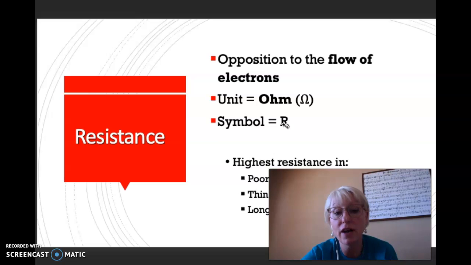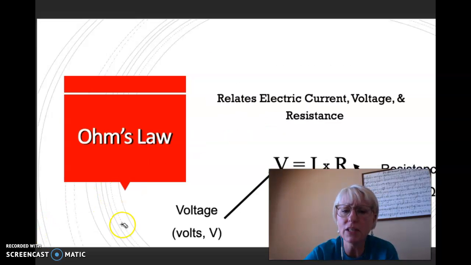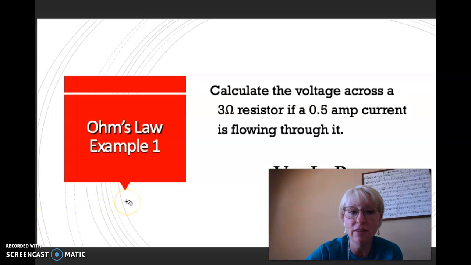You would encounter the highest resistance in things that are poor conductors, like wood. If you stick a piece of wood in a circuit, it's going to resist the flow a lot, and it's not going to flow very well at all. If you have really thin wires, they provide a lot of resistance, or if they're really long. Now let's look at Ohm's law. The law itself relates current, voltage, and resistance. We say voltage V is equivalent to the current I times the resistance. Okay, and so now let's go ahead and see if we have enough time to get to a few calculations.